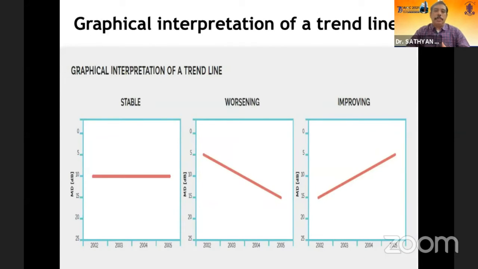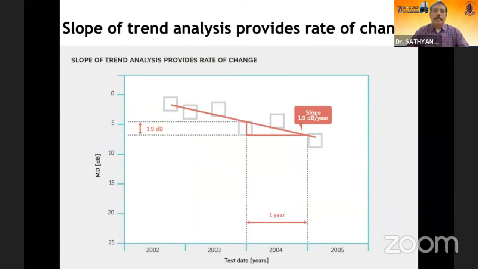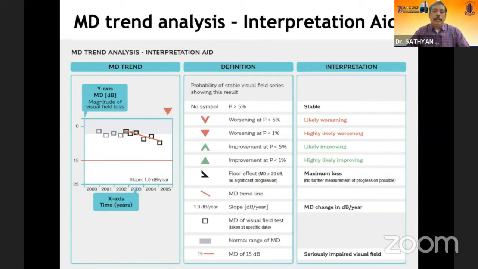These graphical representations show, once it is stable, a straight line, then worsening, then improving. The lines are there, and you can easily interpret that. This is the slope of a trend analysis, which provides the rate of change. So this is called a trend analysis. And we can say that, okay, you have a slope of 1.9 decibels per year. That means we need to treat this patient much more aggressively than those who have a lesser trend or deviations. So the mean defect trend analysis, this is the interpretation guide.